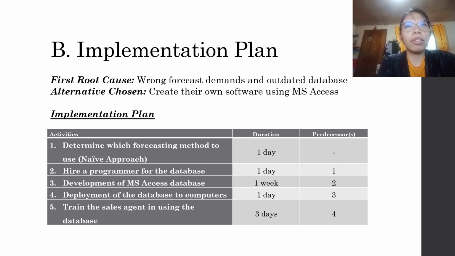The first is to determine which forecasting method to use. As discussed in the proposed solution, a naive approach is the best method to use for forecasting. Second is to hire a programmer for the database. Third is the development of the MS Access database. Then fourth is the deployment of the database to computers. And lastly, train the sales agent in using the database.